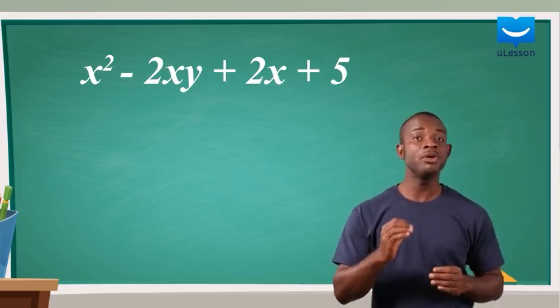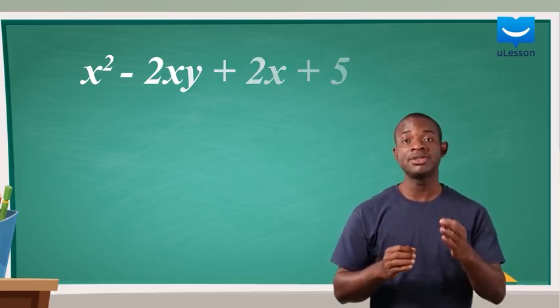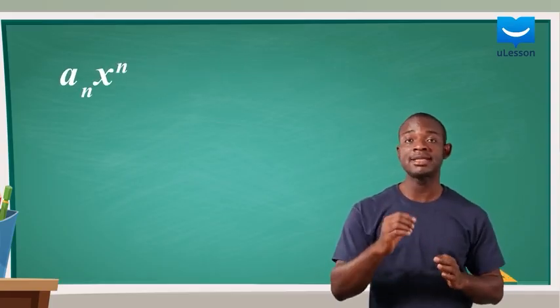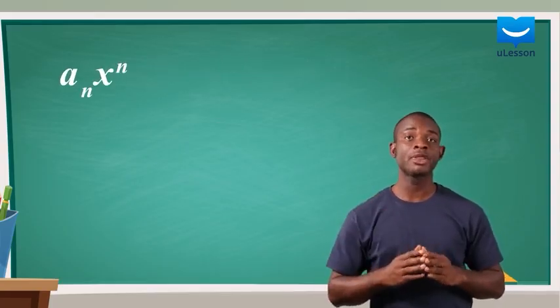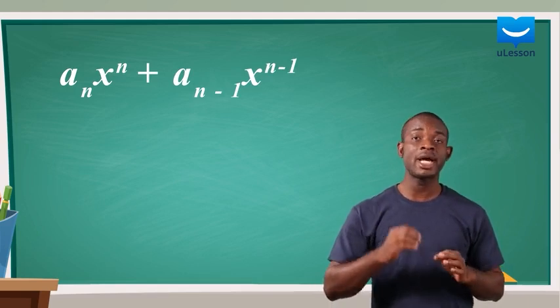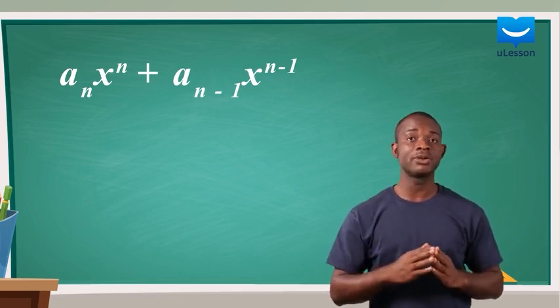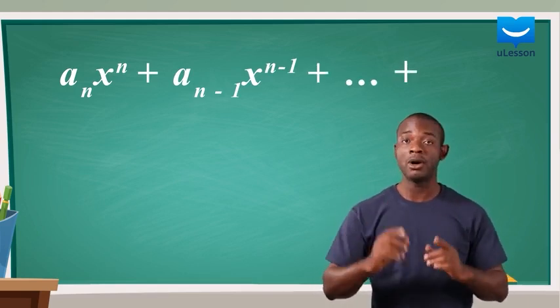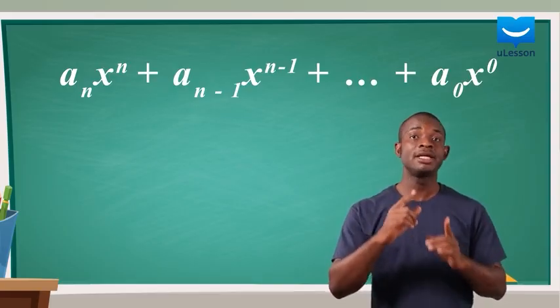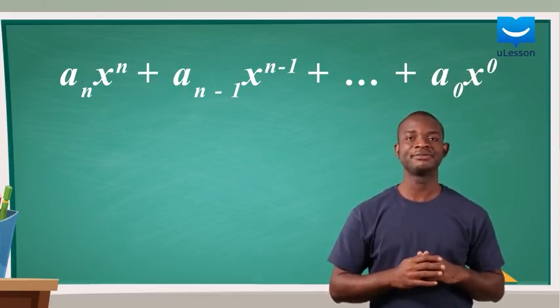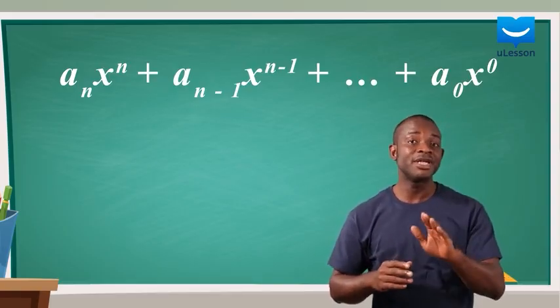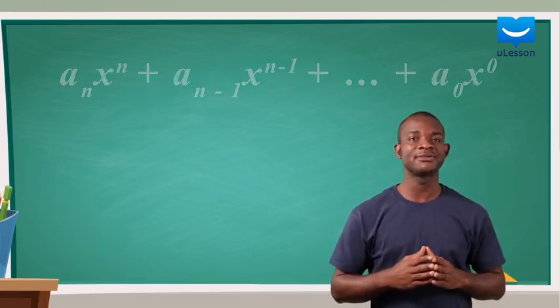Mathematically, a polynomial with one variable is written in the form a_n x raised to power n plus a_(n-1) x raised to power n minus 1, and so on, plus a_0 x raised to power 0. Let's move on to differentiation of polynomials.